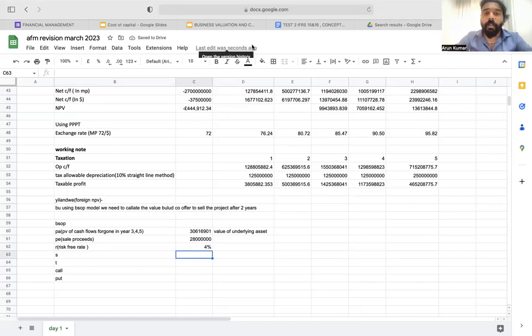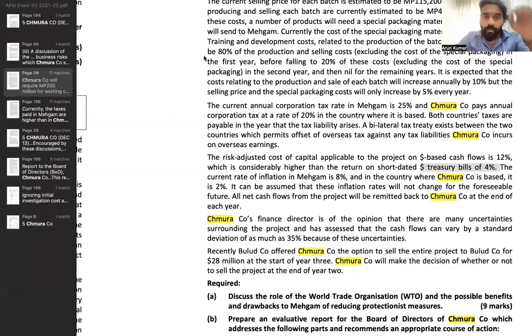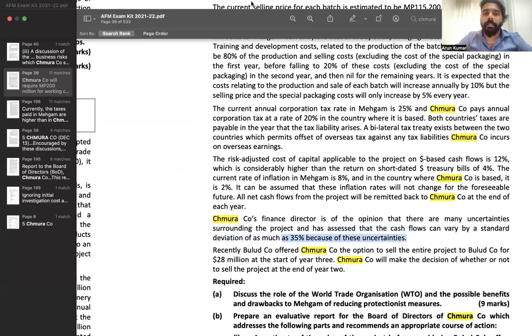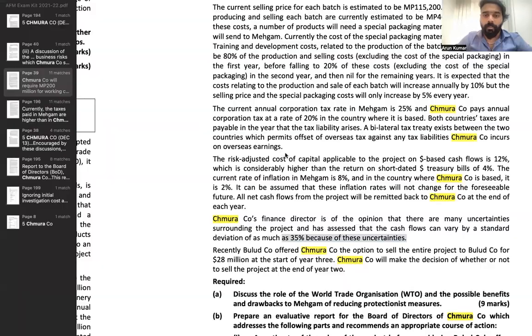Then the volatility, what about the volatility part? How much is the volatility rate? 35%. So again, that is directly given. The standard deviation rate is 35%.